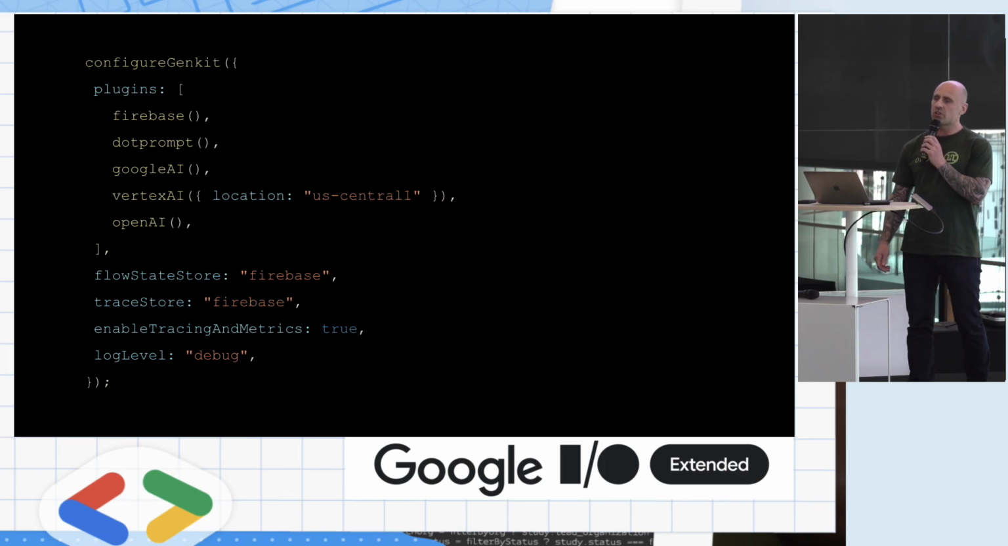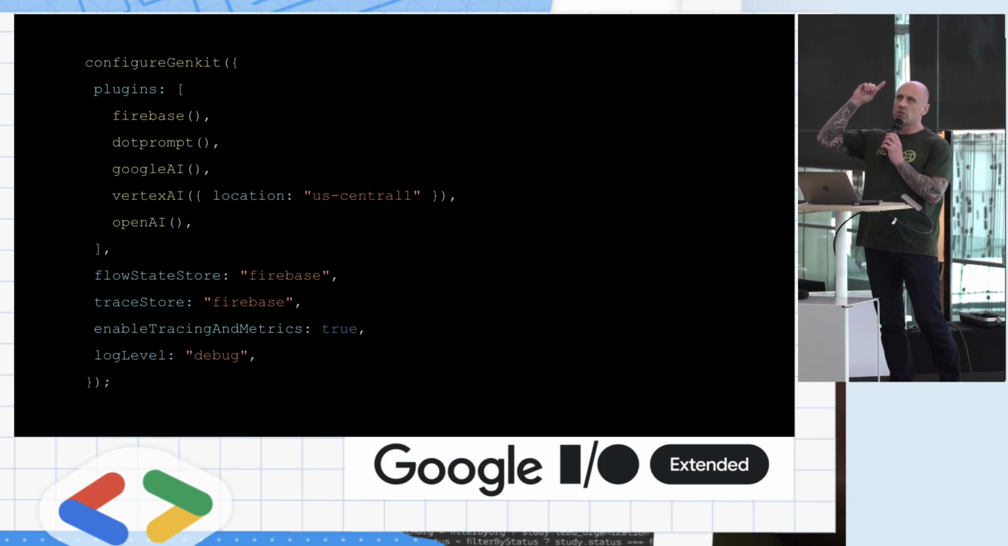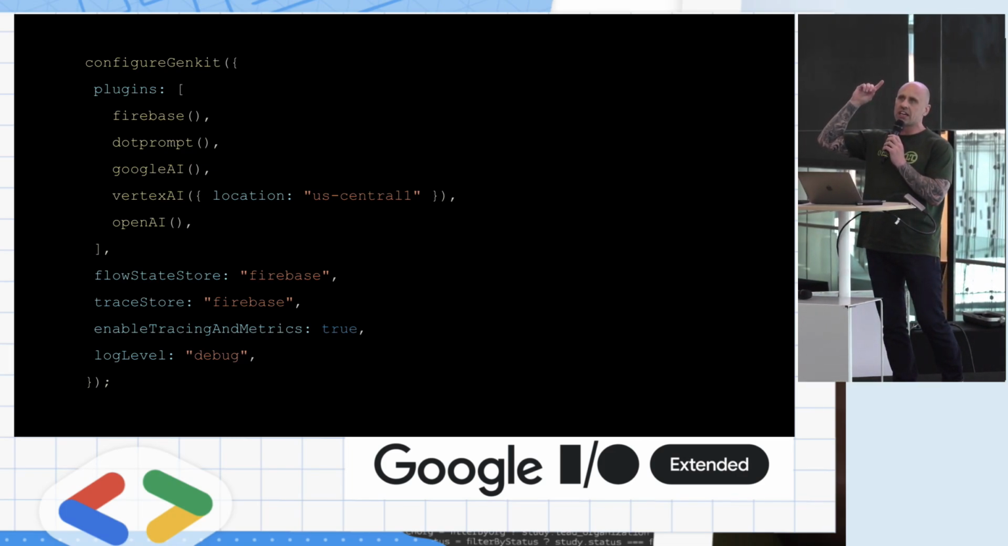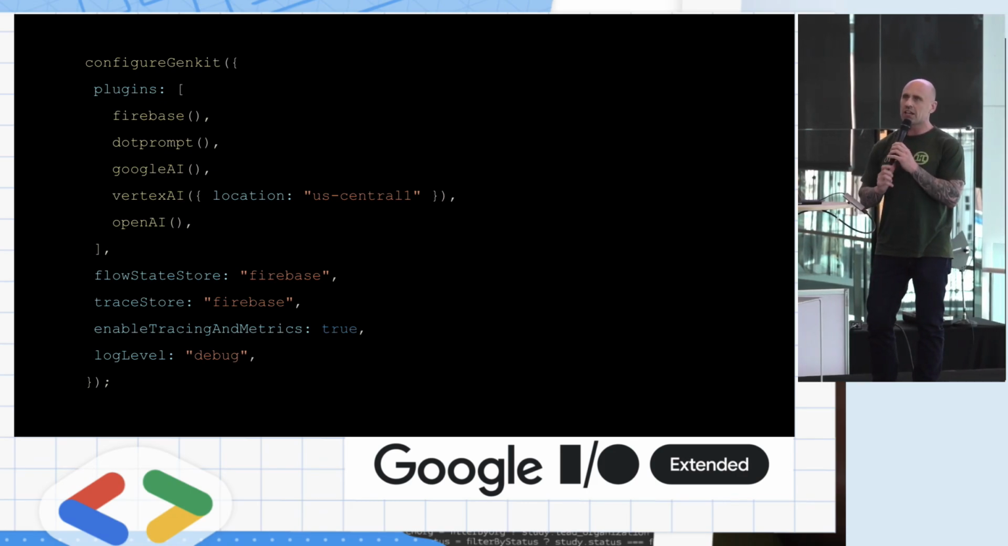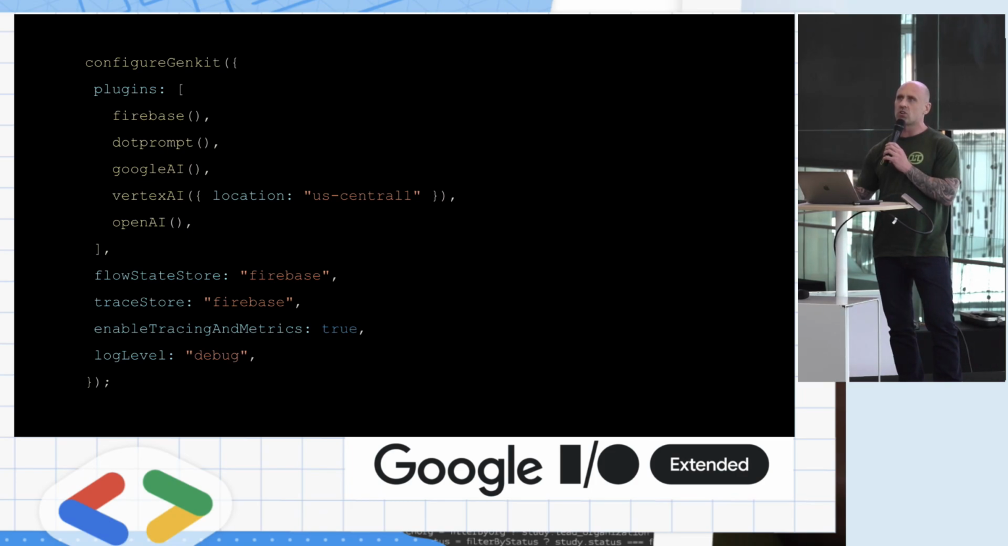For the sake of illustration, I added Google AI, Vertex AI, and OpenAI to it also, just to show how simple it is to integrate any of the other platforms. But for the case of using Gemini, we only need to use Google AI, which comes pre-configured and is already working for you if you're hosting it on Firebase.